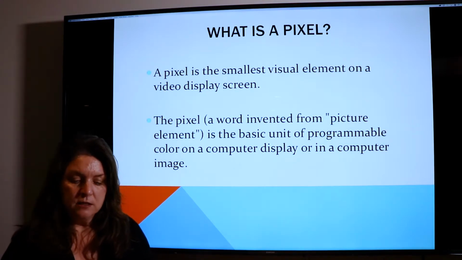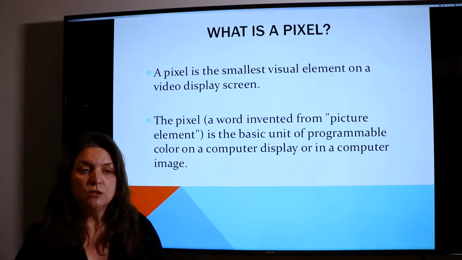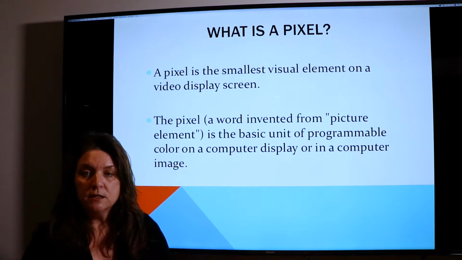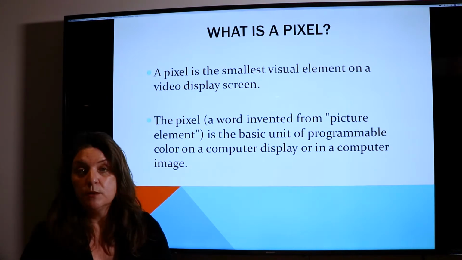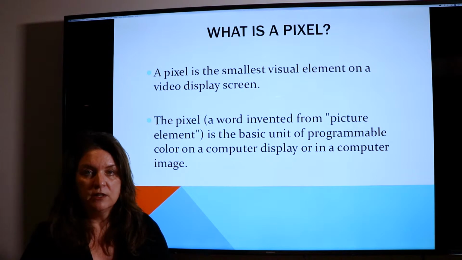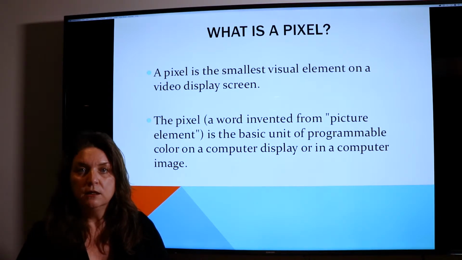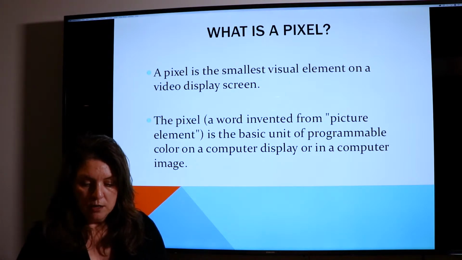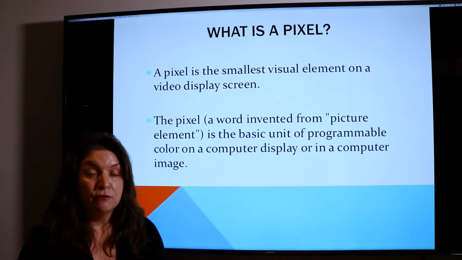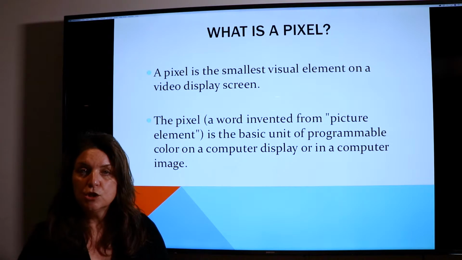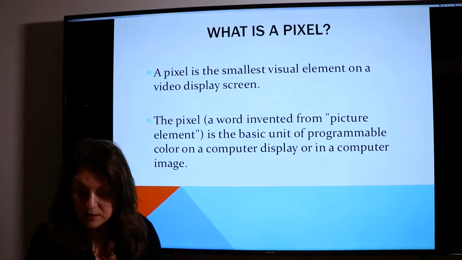Okay, so what is a pixel? A pixel is the visual element, basically the tiniest portion that makes up the image. And so you have thousands upon millions of pixels that are actually creating the image. And that is something that is in everything digital. Everything digital has a matrix made up of pixels.